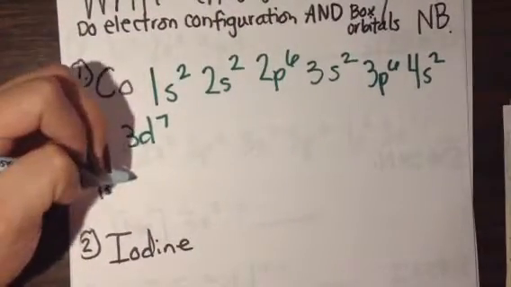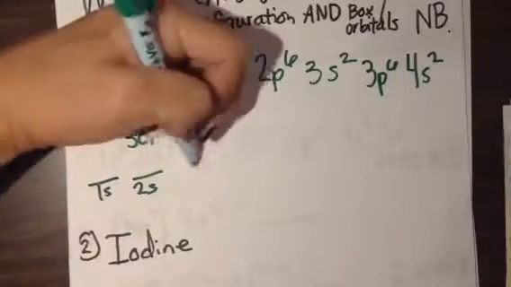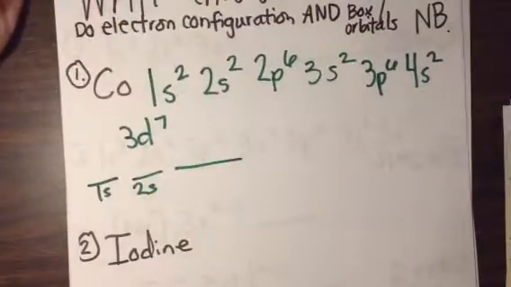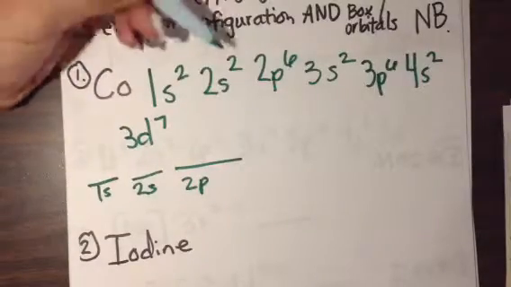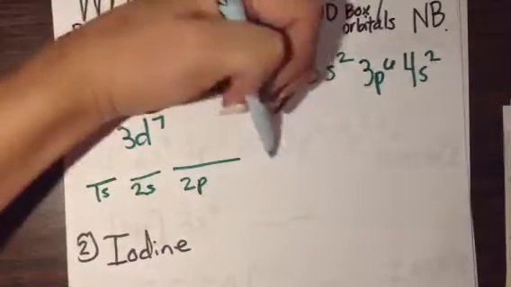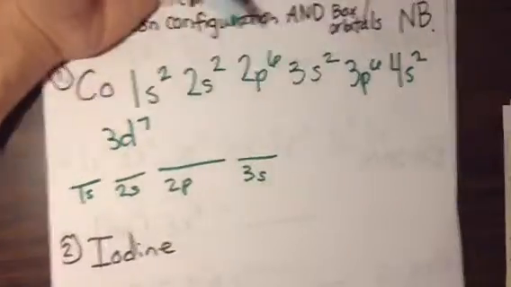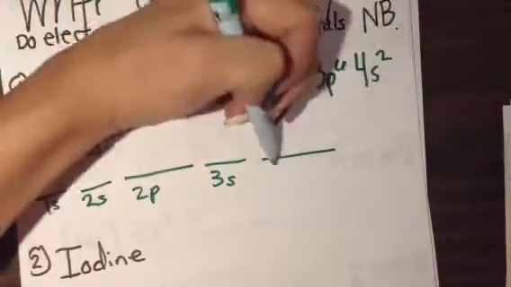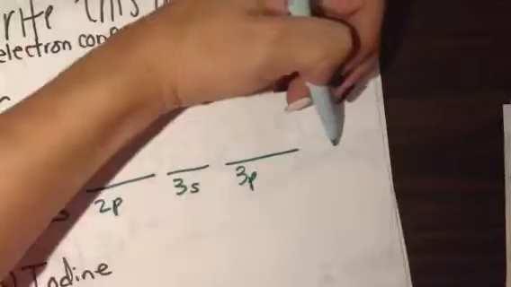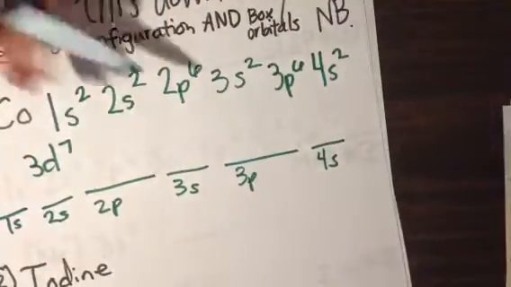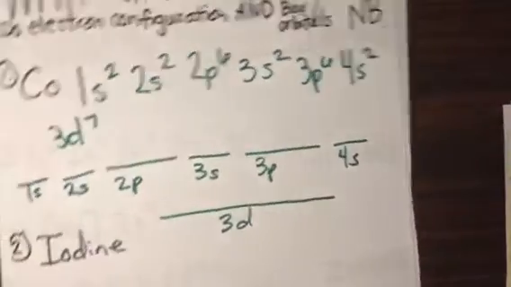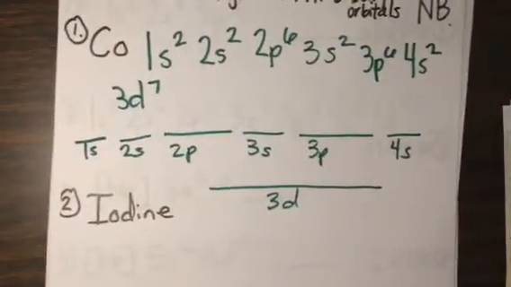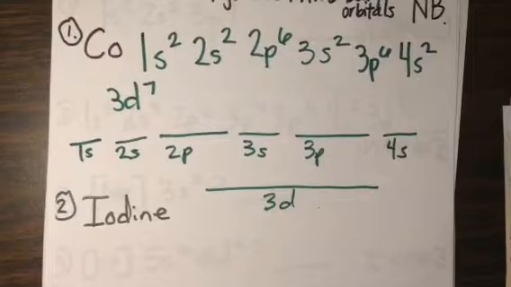That's 1s. This is 2s. How many arrows can the p's get? 6. A total of 6. That's the max. So this is how you would do it. 3s, I'm just writing what's written above. 3p, 4s, and 3d. If you don't know how to do the arrows, this would be a good one to follow along.